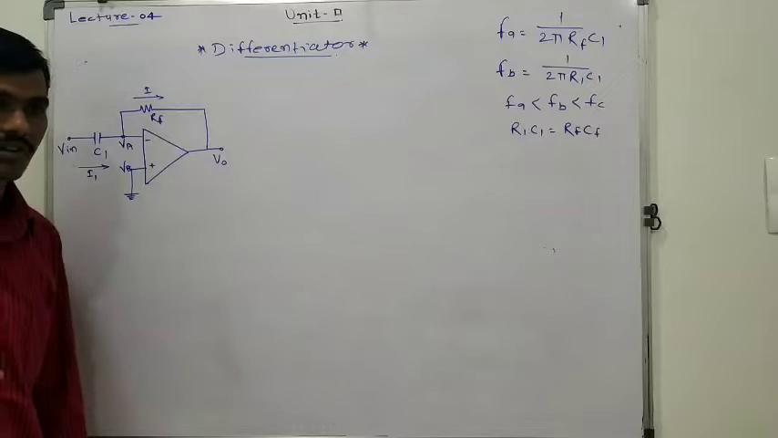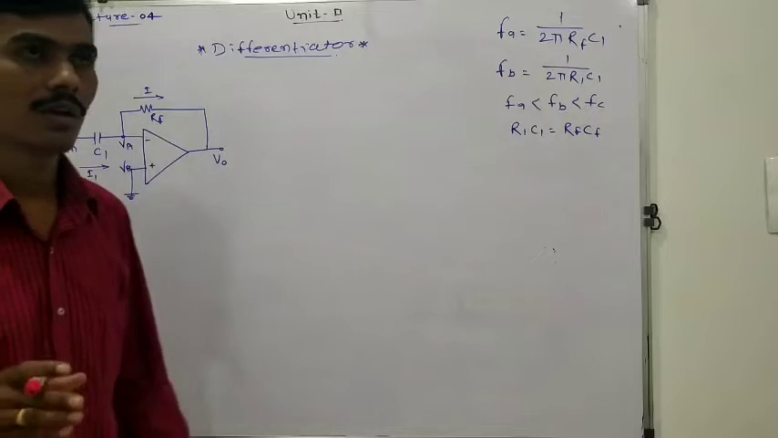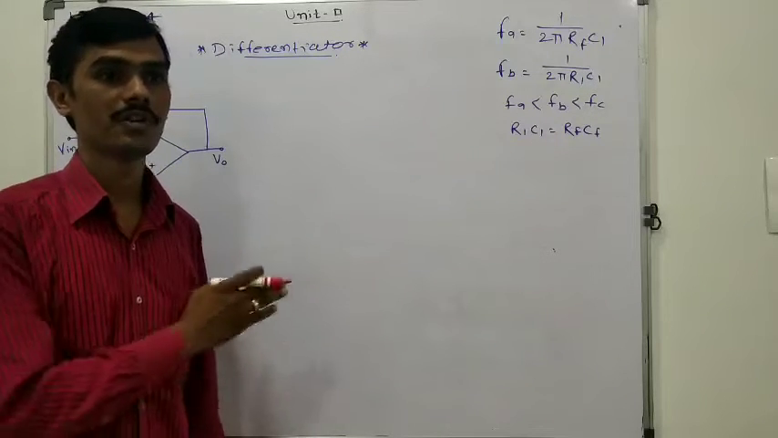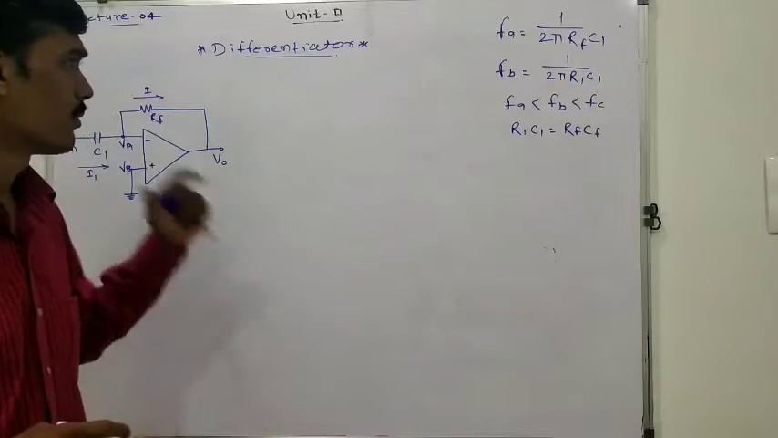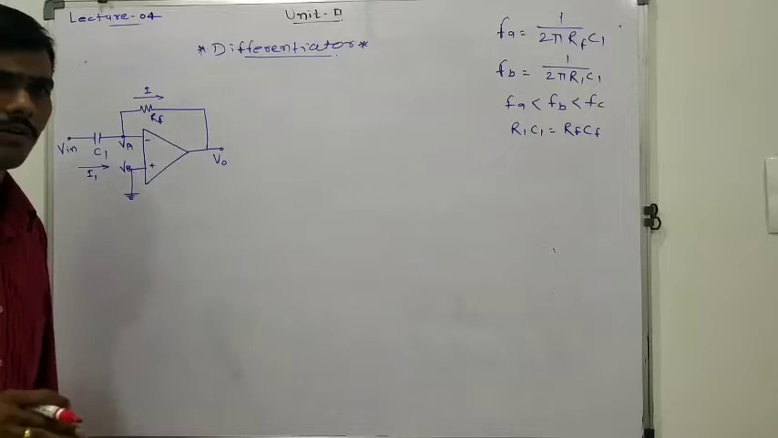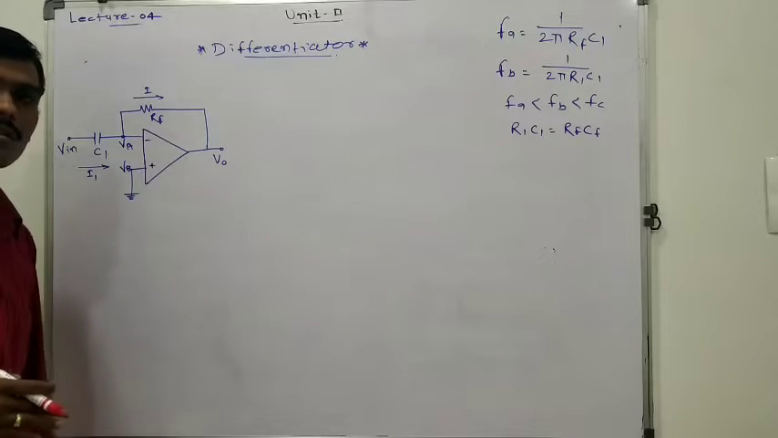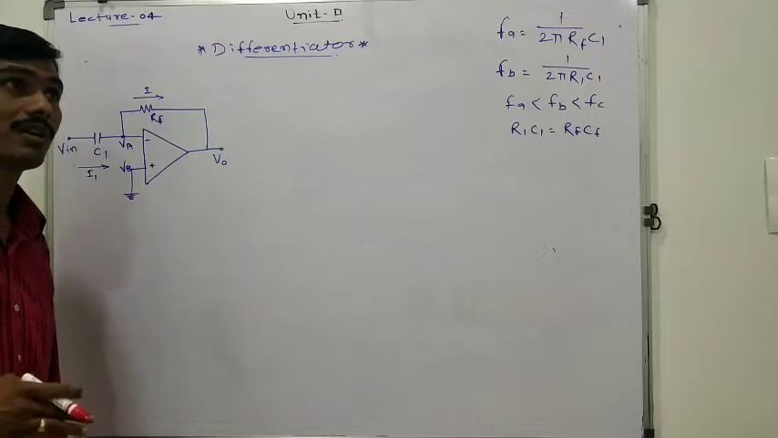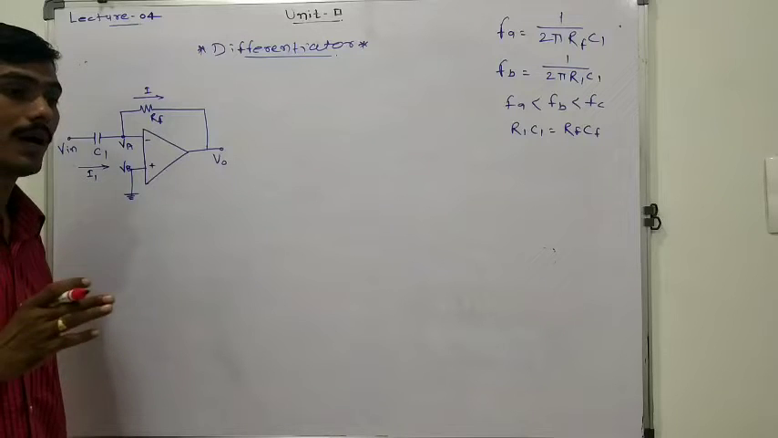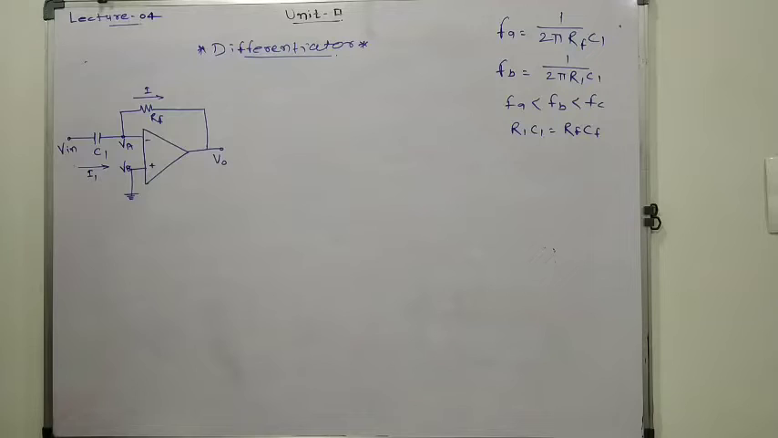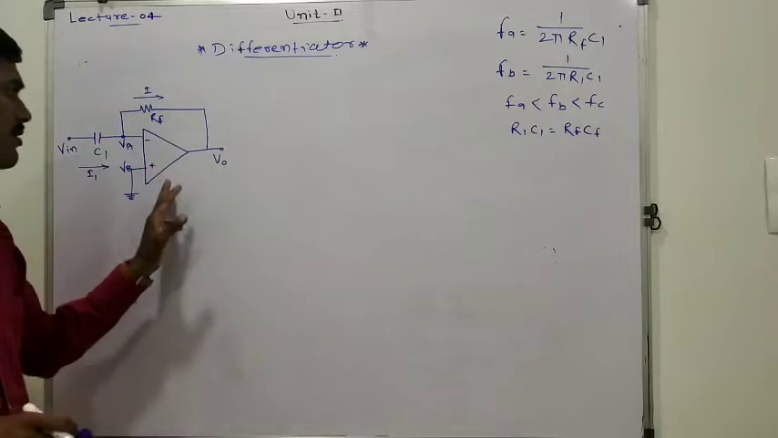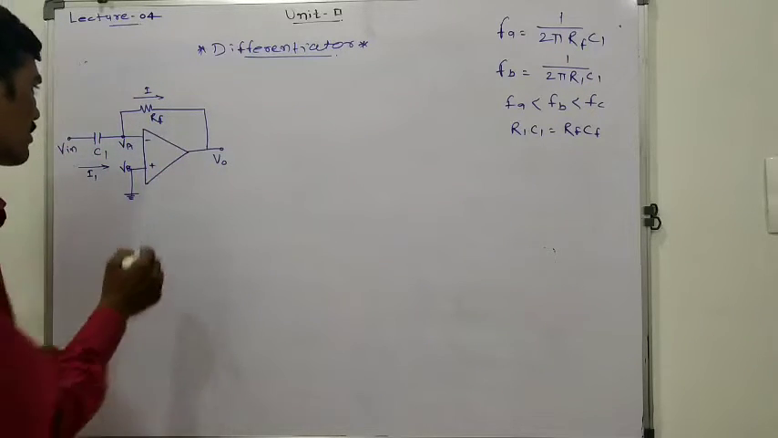The active differentiator is one where we are using an active element like an operational amplifier. That is nothing but the active differentiator. Today we are discussing the active differentiator, and the second one is the passive differentiator, where we cannot use an active component like an operational amplifier. In the active differentiator we are using an operational amplifier, that is 741.